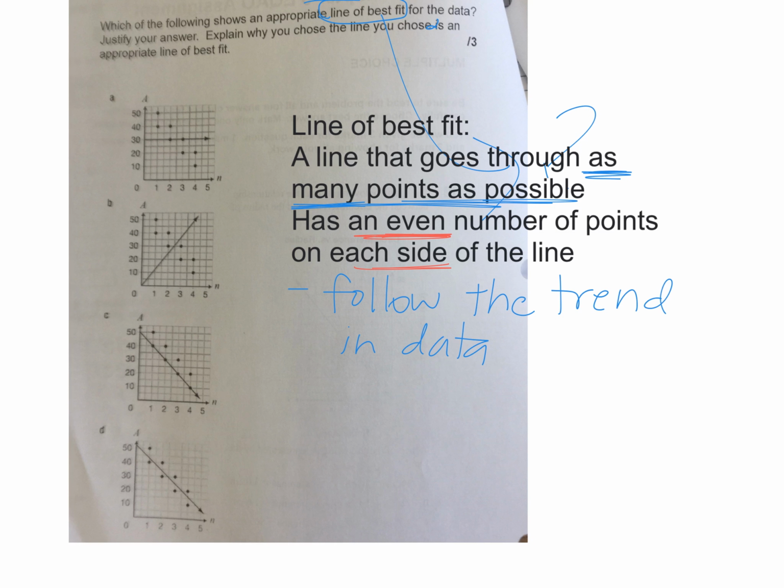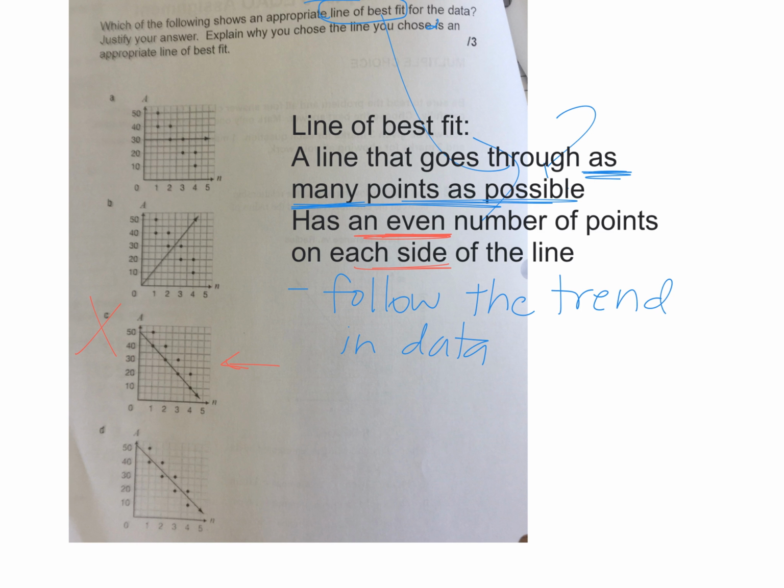So a lot of you chose C as your answer. Why would that not be a proper line of best fit? Why is that wrong? Okay, C is not correct because it's not in the middle of the points. It doesn't have an even number of points on both sides of the line. You're not trying to draw a line through some of the points. You're trying to draw a line in the middle of all of the points. So C is not correct.